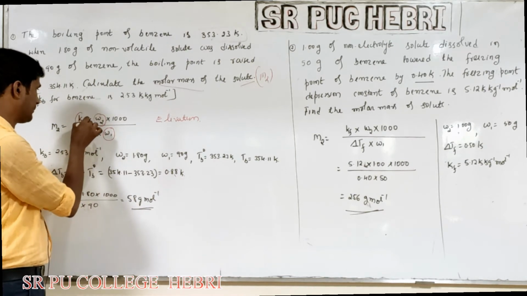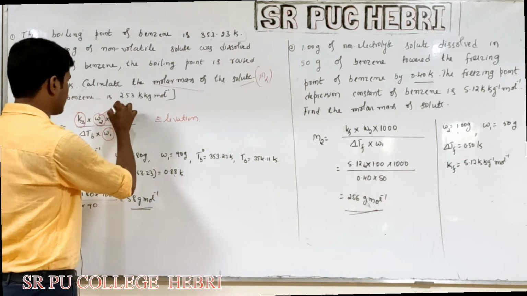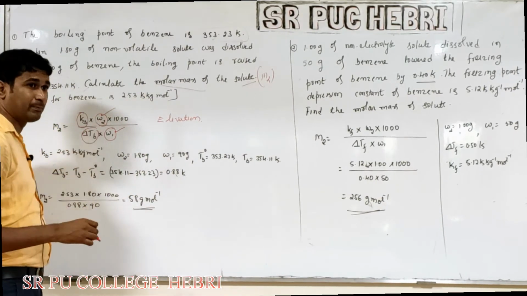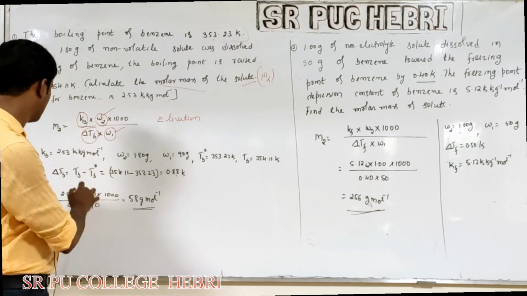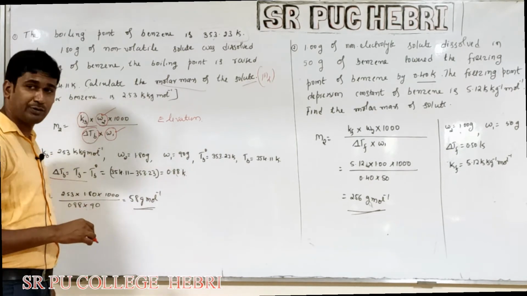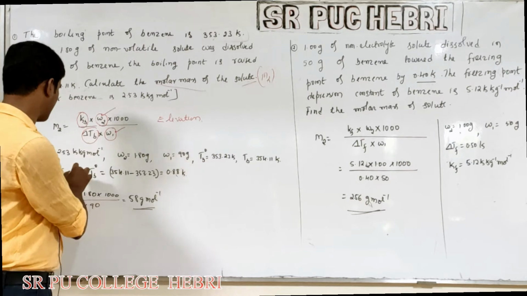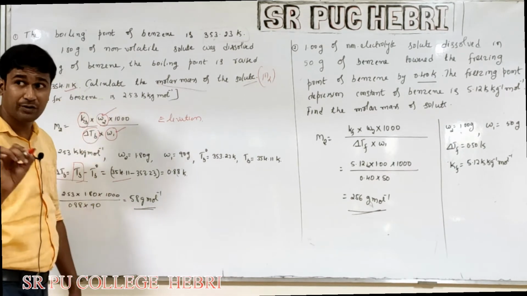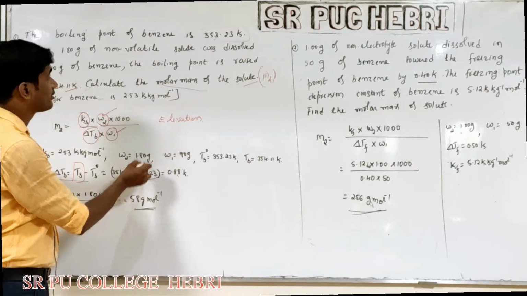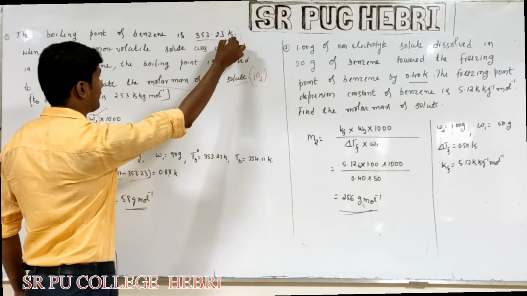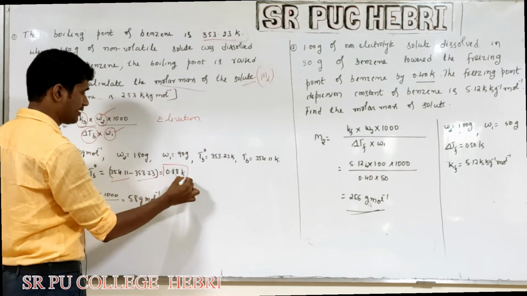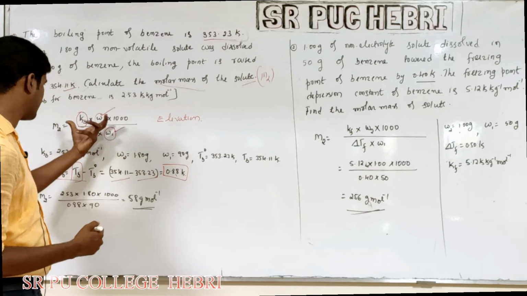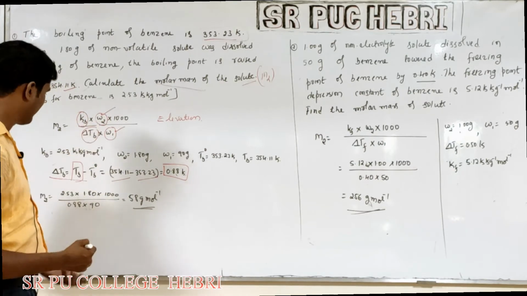So Kb is known to us. Kb is given, W2 is given, W1 is given, but delta Tb is not given. But you can calculate it. How? The formula is delta Tb is equal to Tb minus Tb naught. So what is Tb? 354.11 Kelvin, boiling point of solution. So what is Tb naught? Boiling point of pure solvent, 353.23 Kelvin, and the difference is 0.88 Kelvin. This is delta Tb. You substitute these things in this formula, you will get the answer.